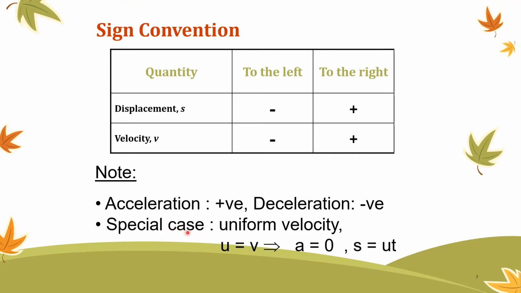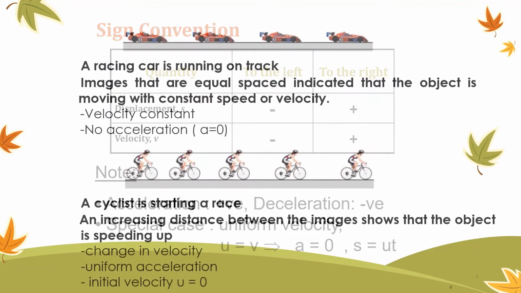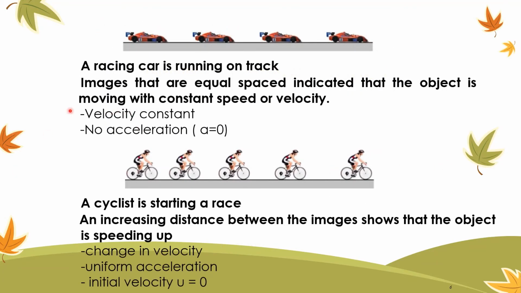There are special cases, for example, uniform velocity. As we know, when the velocity is constant, the acceleration is equal to 0. Therefore, the value of u is equal to v. So our equation will become s = ut.